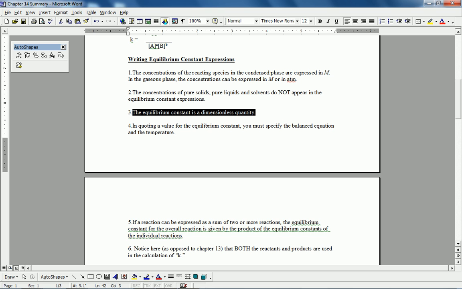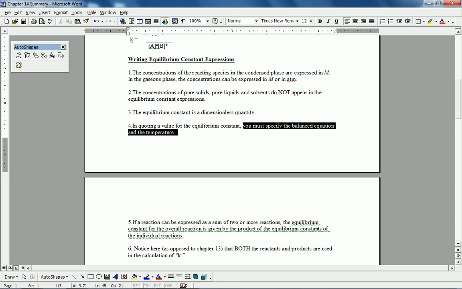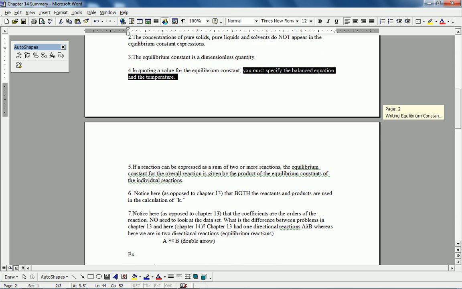Number 4, in quoting a value for the equilibrium constant, again, you must specify a balanced equation so that we can, of course, see what the reactants and products are, and a temperature. Now, you may not actually use that information in the problem or in the calculation, but it's just proper or standard notation to include the equation as well as the temperature.